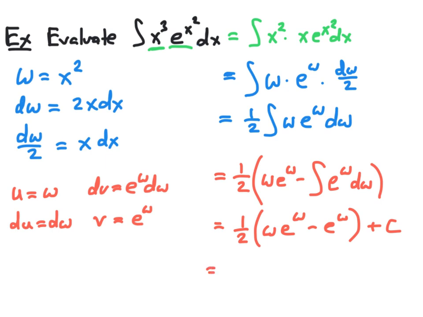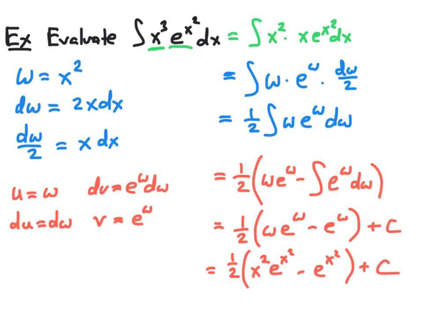And so we can replace w with x squared everywhere that it appears. So our final function here will be 1/2 times the quantity of x squared e to the x squared minus e to the x squared, all plus c.